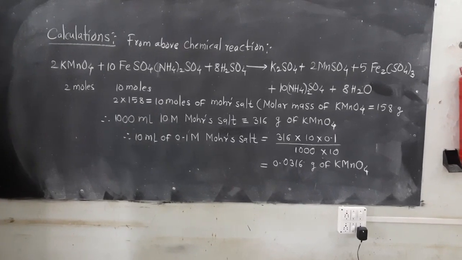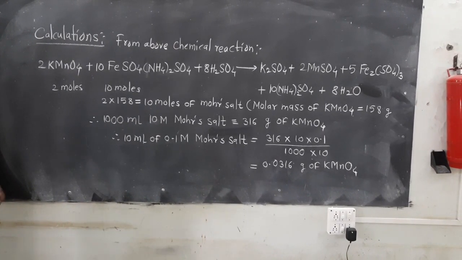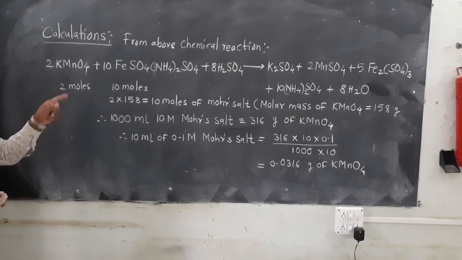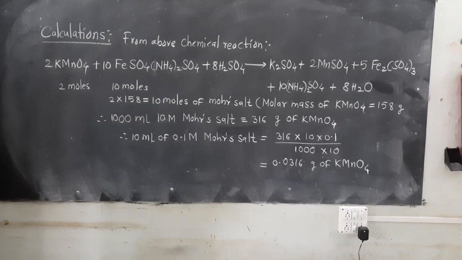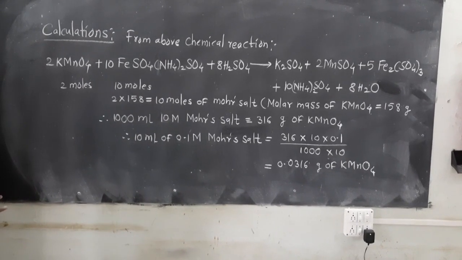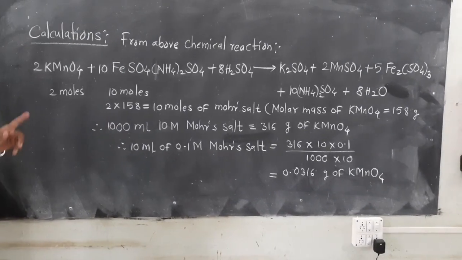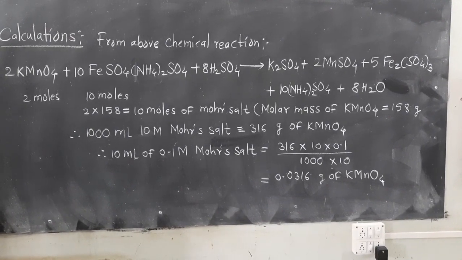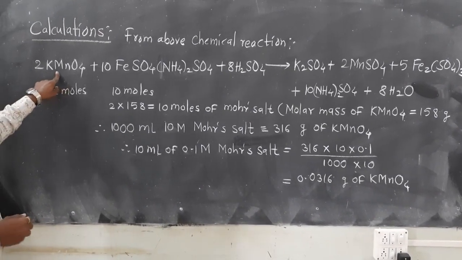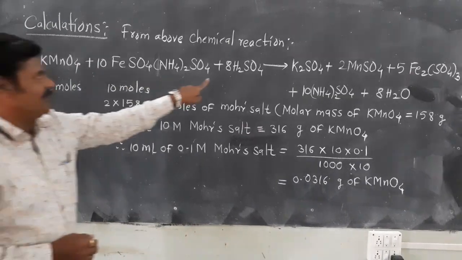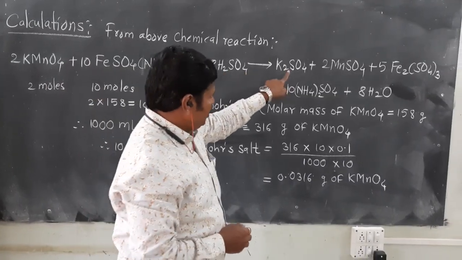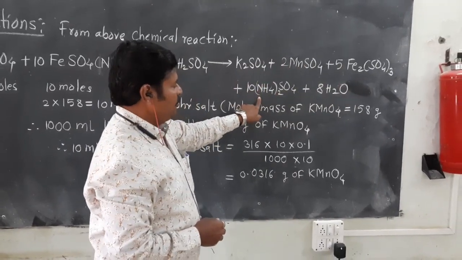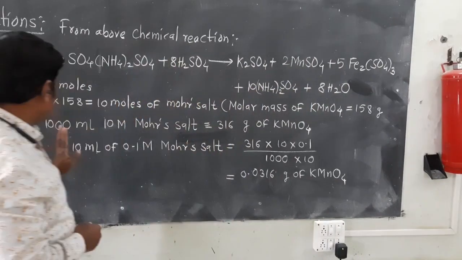Calculations from the chemical reaction: 2 KMnO4 plus 10 FeSO4·(NH4)2SO4 plus 8 H2SO4 gives K2SO4 plus 2 MnSO4 plus 5 Fe2(SO4)3 plus 10 (NH4)2SO4 plus 8 H2O. This means that after the reaction of potassium permanganate with ferrous ammonium sulfate in the presence of dilute sulfuric acid, potassium sulfate, manganese sulfate, ferric sulfate, ammonium sulfate, and water are obtained.